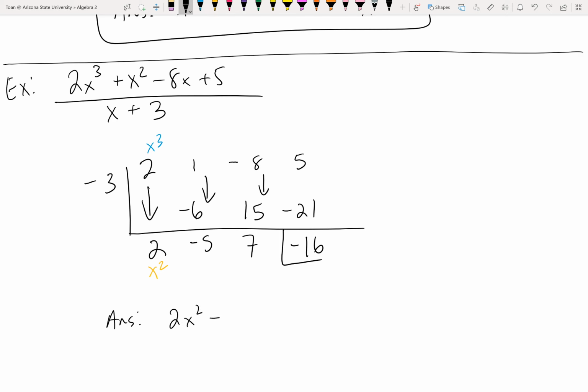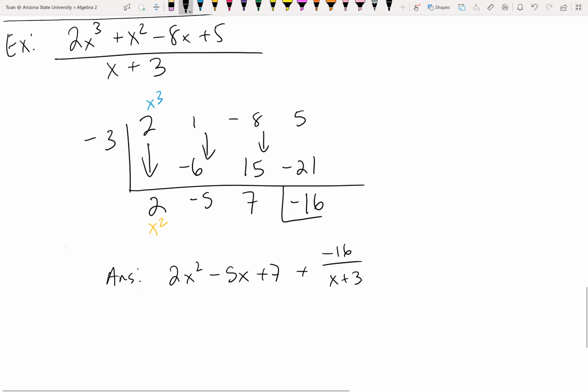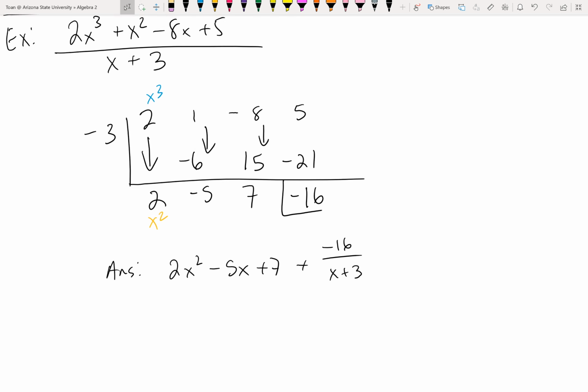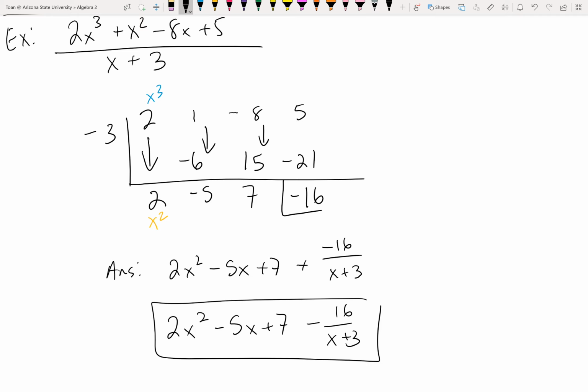2x squared minus 5x plus 7 plus the remainder of negative 16 over what we divided by, x plus 3. This is a perfectly fine answer, and I'll give you full credit for it. Just note that in the practice and in the future, the answer key may not put it like this. Whenever your remainder is negative, we typically like to change the plus to a minus. It's just an aesthetics thing. It is 100% the same answer, but for mathematicians, this looks a lot prettier and nicer. But again, I will give you full credit for this.